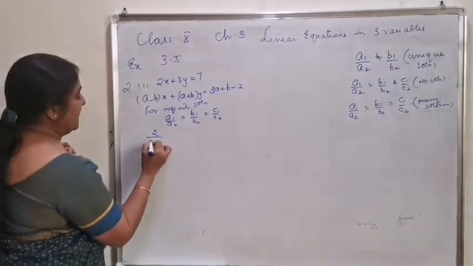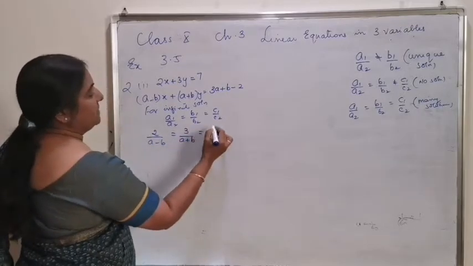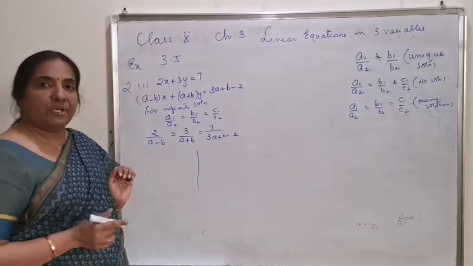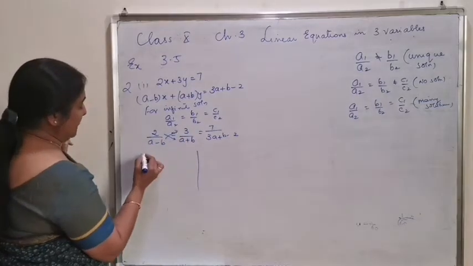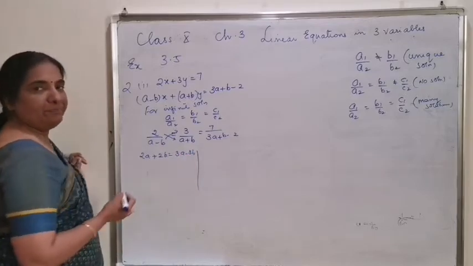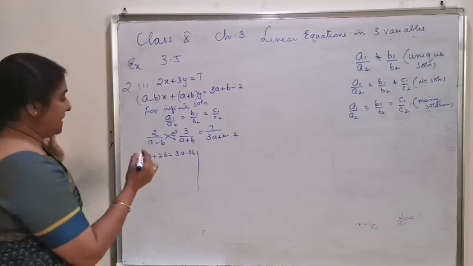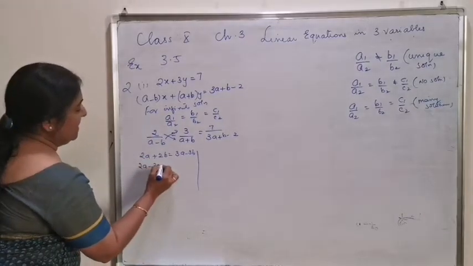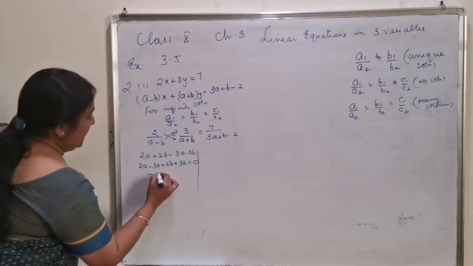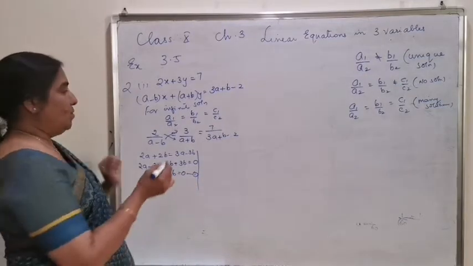That is, 2 by a minus b is equal to 3 by a plus b is equal to 7 by 3a plus b minus 2. Since we have to form two equations, by cross multiplying, 2a plus 2b is equal to 3a minus 3b. Since only the letters are involved, the variables go to one side and the numbers to the other side. 2a minus 3a plus 2b plus 3b is equal to 0, or minus a plus 5b is equal to 0. Mark it as equation number 1.